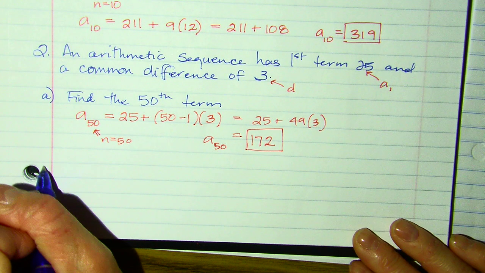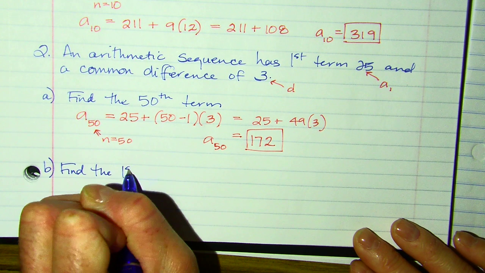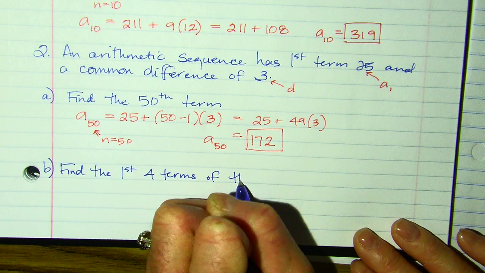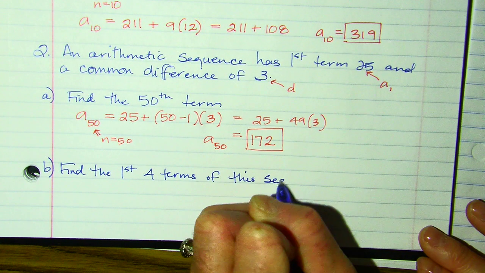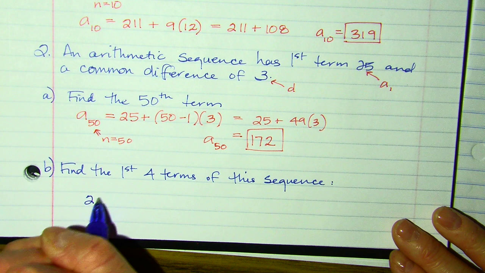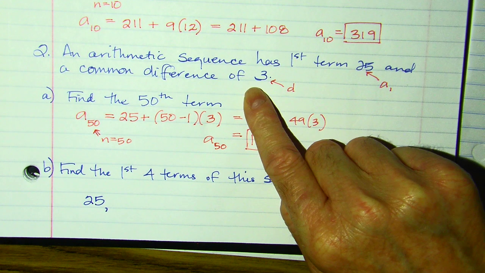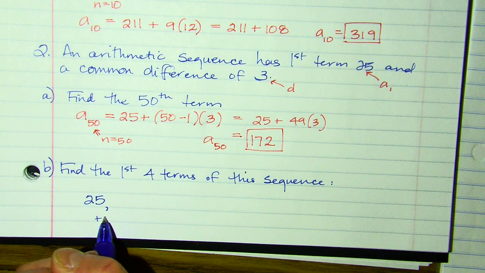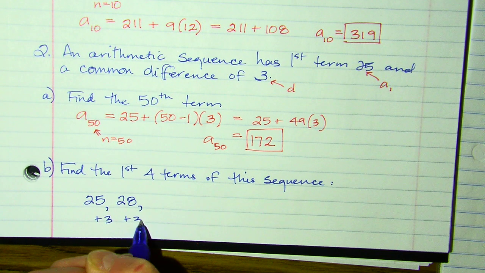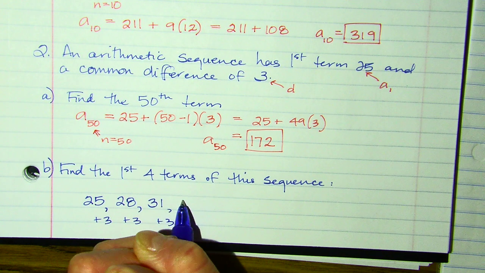Part B, find the first 4 terms of this sequence. They told me the first term was 25, and the common difference is 3. So I'm simply going to add 3. The next term is 28. Add 3, 31. Add 3, 34.